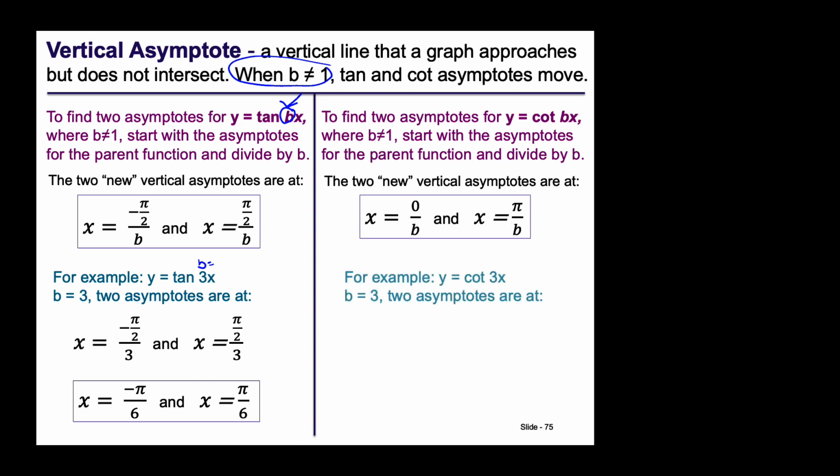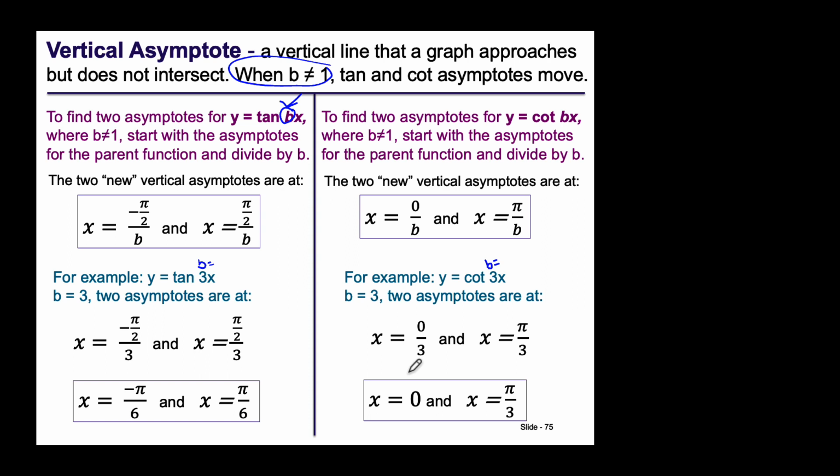For example, y equals cotangent of 3x. So here we've got b equals 3 again. The two asymptotes will move from the original 0 and pi to 0 divided by 3 and pi divided by 3, which is the two vertical lines, x equals 0 and x equals pi over 3. Notice the difference for tangent and cotangent. The equations of the asymptotes for their parent functions are different. So you've got to start with the equations of the asymptotes from the parent function, which are different for tangent and cotangent, and then divide by b.